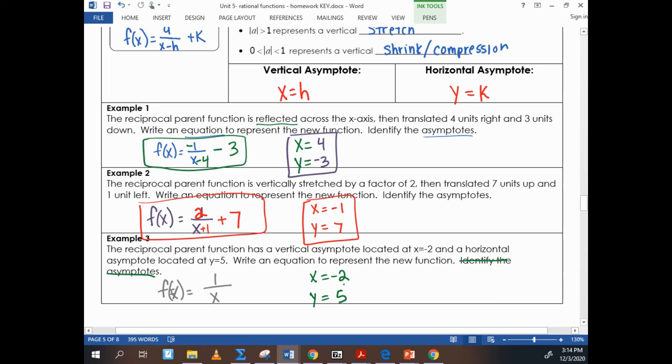So notice, remember, this is our h. When we subtract our h, if you subtract a negative, it's really going to turn into a positive right there. So that h right there gets plugged in right there. And then this is our k right here. So we're just going to add it here on the end. And that's what they're asking for, that equation right there. In the next few videos, we're going to graph these.